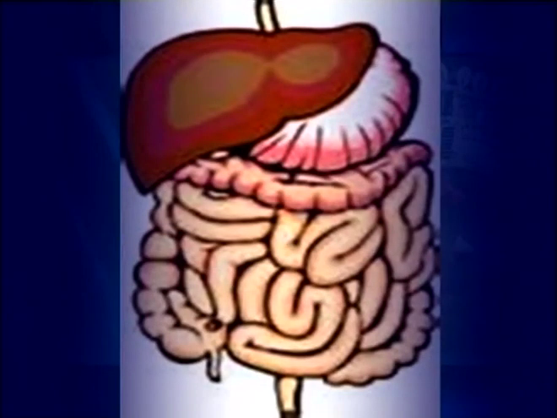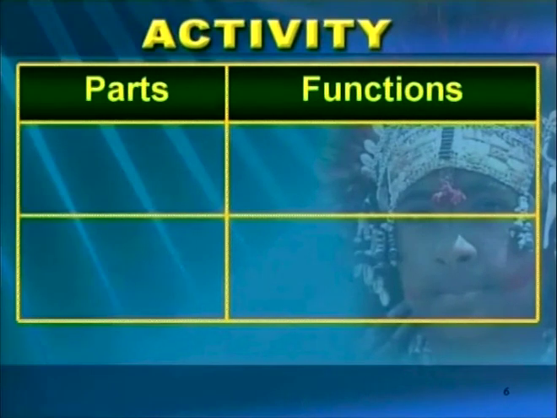Now good, let us go to our activity for today. Our activity, you look at the diagram of the parts of the digestive system and then label the parts and complete the table. Okay, so that's what you're going to do for today. You look at the diagram of the parts of the digestive system and then you label the parts and complete the table.